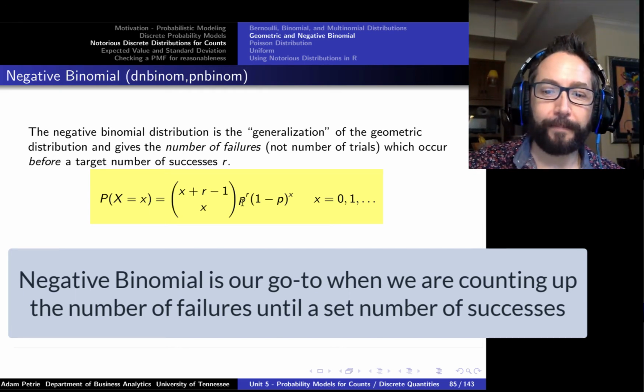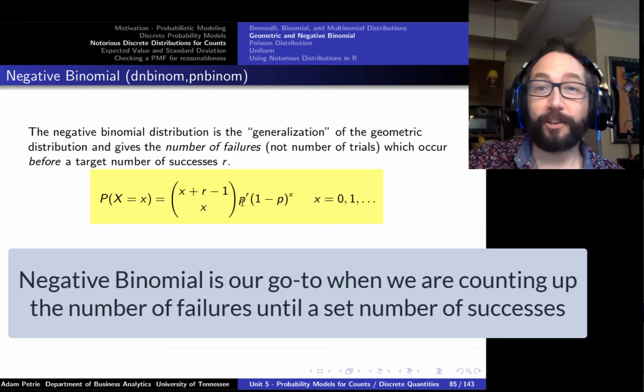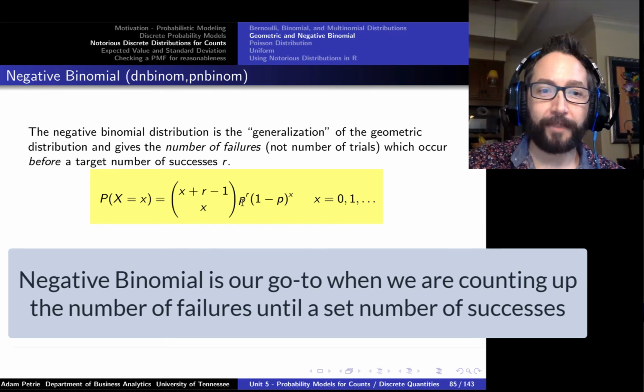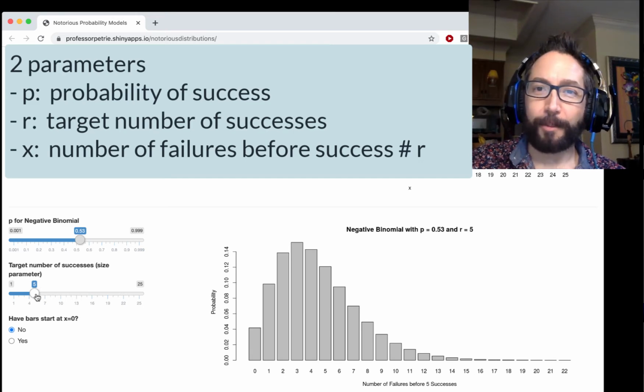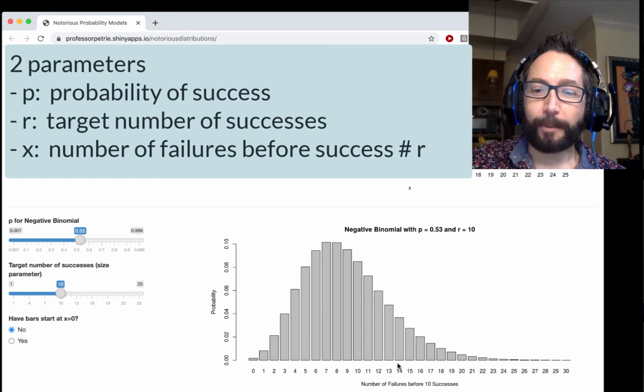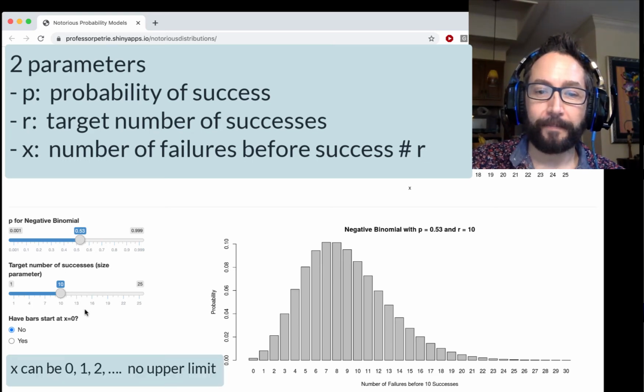Now, looking at what this negative binomial distribution looks like on the Shiny app, what kind of shapes can it provide to us? Well, let's take a look. Once again, there are two parameters here. p is the probability of success on any particular trial, and we have the r parameter, basically the target number of successes. The possible values here are labeled as the number of failures before we observe that 10th success.